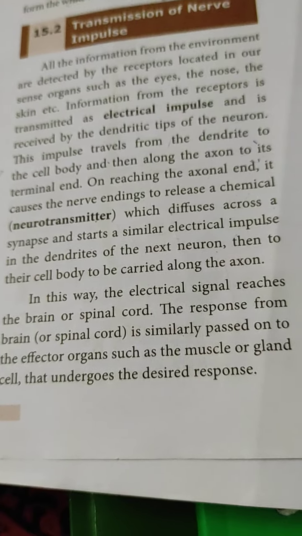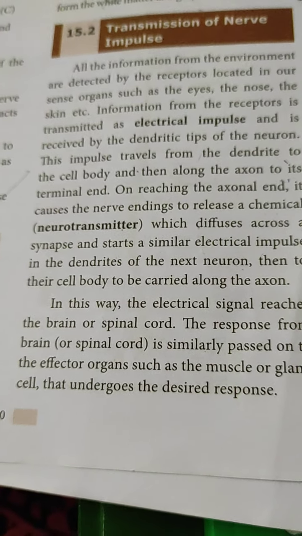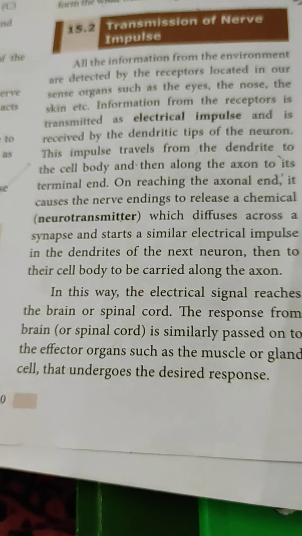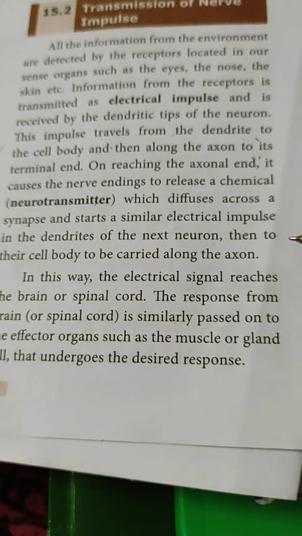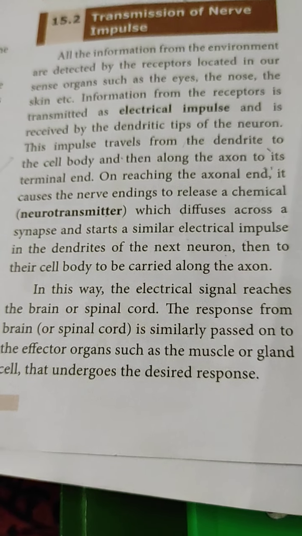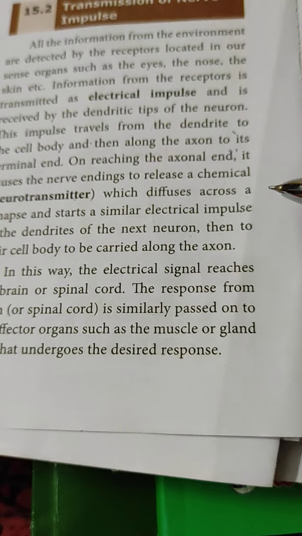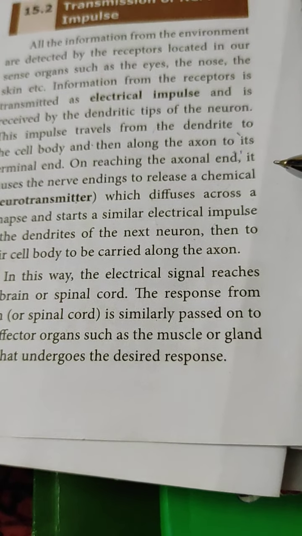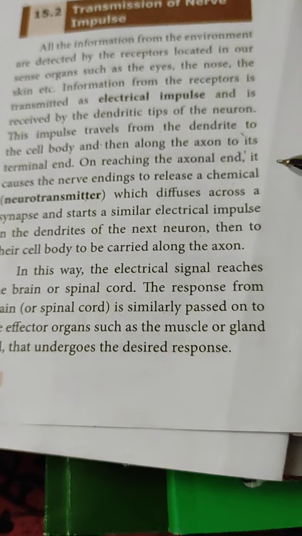In this way, the electrical signal reaches the brain or spinal cord. The response from the brain is similarly passed on to the effector organ, such as a muscle or gland cell, that undergoes the desired response. When it is coming back, the response is coming back from the brain to the different parts of our body. These are considered the effector organs, showing the effects or response.